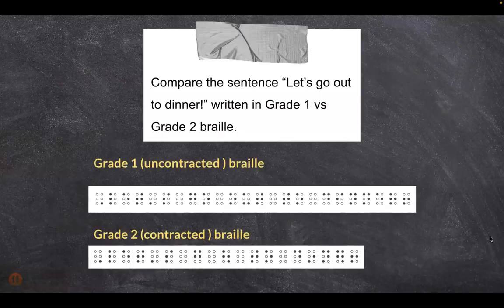out every single letter. Let's compare the sentence, let's go out to dinner, written in grade 1 versus grade 2, and because I've already counted out the letters, I know there's 19 letters in this sentence. Looking at grade 1 uncontracted Braille, there are more than 19 characters because there's also characters to represent a capital and the spaces and so on, but this is how much space it would take to write that sentence. Versus grade 2 or contracted Braille, it takes up less space because there's less characters, because there are some contractions representing some common letter combinations or words.